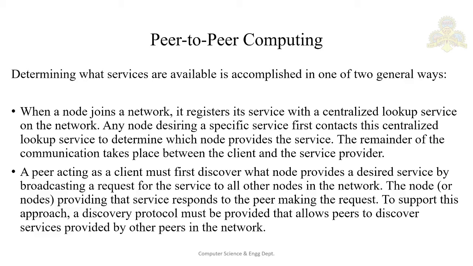Now the second way is that a peer or node acting as a client must first discover which node provides a desired service by broadcasting a request for the service to all other nodes in the network. The node providing that service responds to the peer making the request. To support this approach, a discovery protocol must be provided that allows peers to discover services provided by other peers in the network. So this means, let's take an example to understand this one.